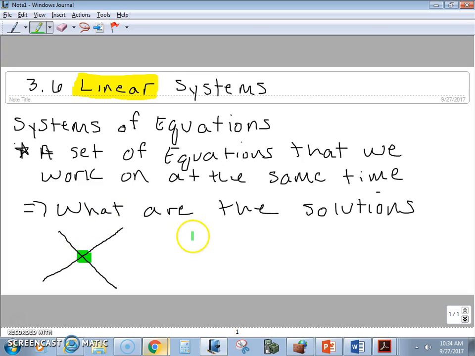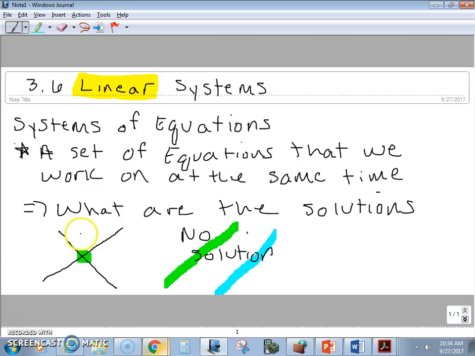But what happens if we have lines that are parallel? If the solution is where they intersect, what's our solution for parallel lines? Let's ask the class. Zero, no solutions. Thank you. So parallel lines, this is really important. Make sure you write that down. Parallel lines have no solution. These two have one solution.